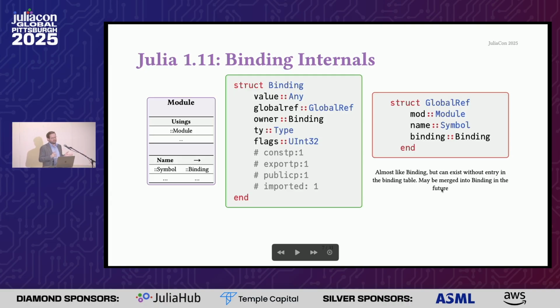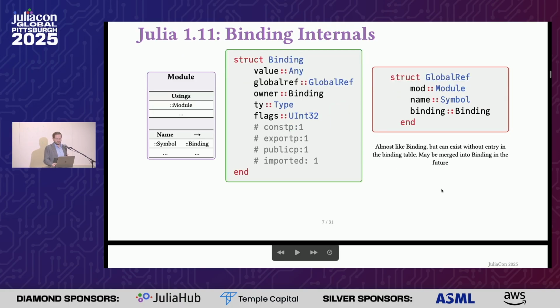So in Julia 1.11, basically the only difference between a global ref and a binding was that you could never have a binding if it wasn't in some binding table. In Julia 1.12, this distinction is basically completely erased, and you can treat them interchangeably, and in fact, we may merge them internally in the future. So I put global ref on the slide, but I won't talk about global ref for the rest of this talk. But I know this can be a little bit abstract, so let's work some examples.